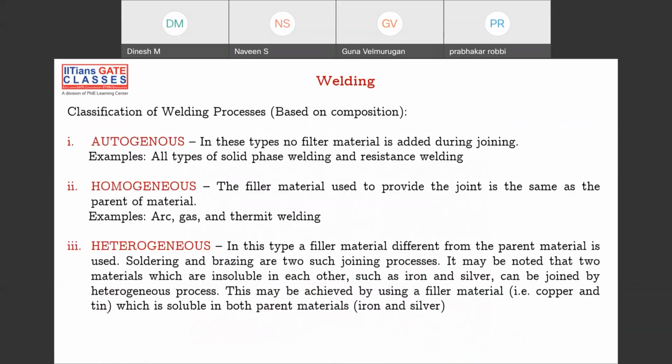So welding is classified into three, okay, based on the composition of material. Okay, what is the composition of material, right? So one is autogeneous welding. If you see, this is autogeneous. What is autogeneous? You are not using any filler material. No filler material is used. Not filter, filler. This is filler material. So autogeneous means no filler material is used. Extra material is not used to join any two objects. Okay, and it is as you are not putting any filler.